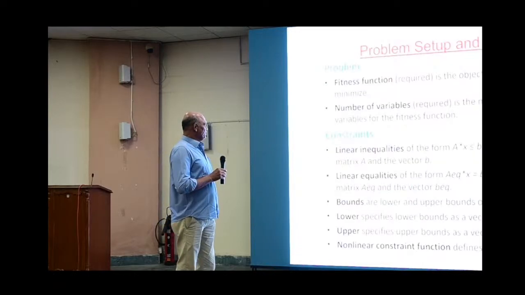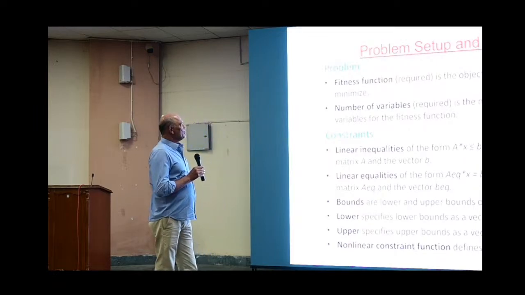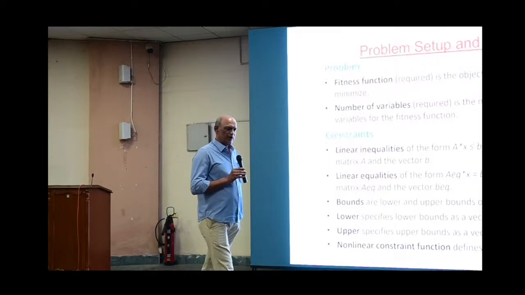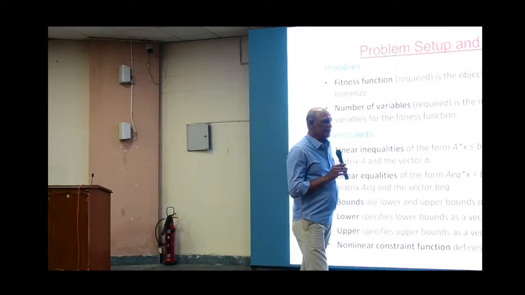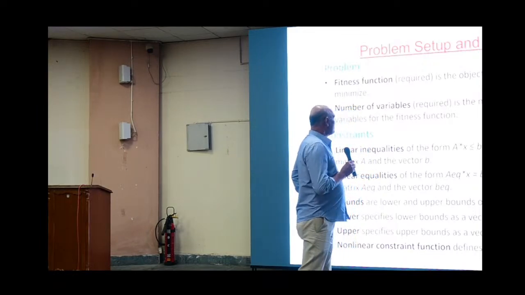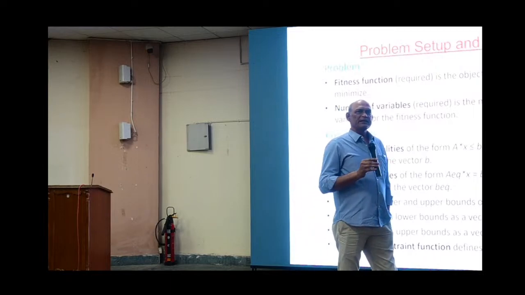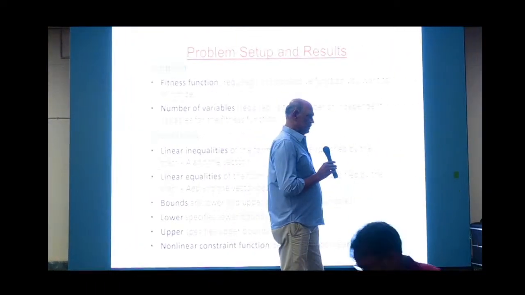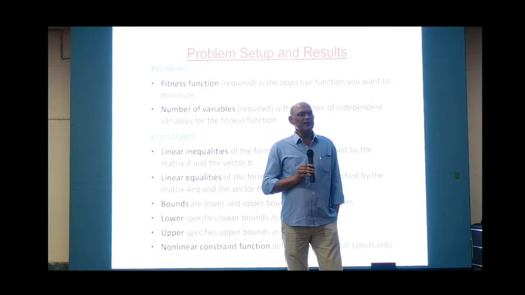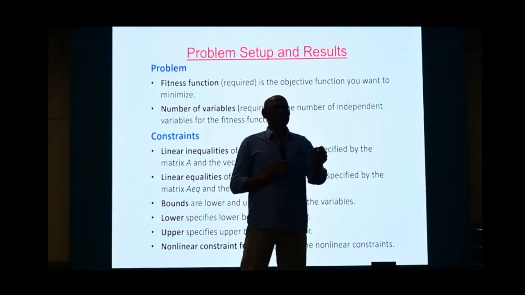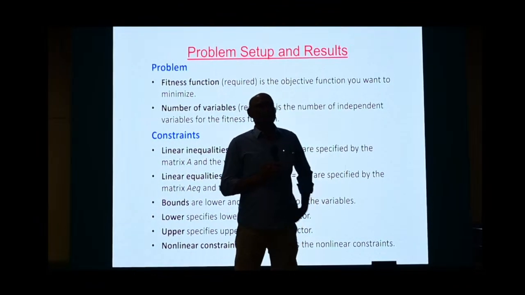Now the problem setup and results. First you have to define a fitness function. If you want to apply the genetic algorithm optimization technique to your problem, first you have to define the objective function that you want to minimize. By default, GA minimizes. If f of x is given, it will minimize that. But if you want to maximize it, you can put a minus sign or 1 by f of x.